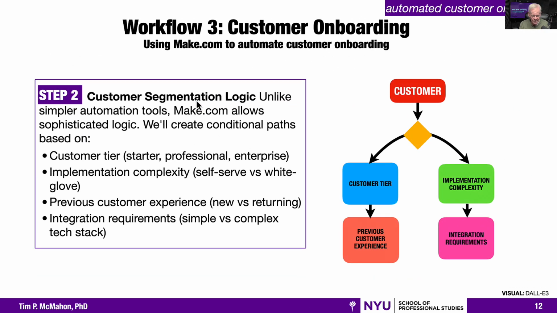So it looks like this. Step 2 then is to move to the customer segmentation logic. Unlike simpler automation tools, Make.com allows sophisticated logic. We'll create conditional paths based on these sorts of things on the right here. The customer tier, that is the starter, professional, enterprise, whatever it happens to be. The implementation complexity, things like self-serve versus white glove service. And then previous customer experience, which might be new versus returning.